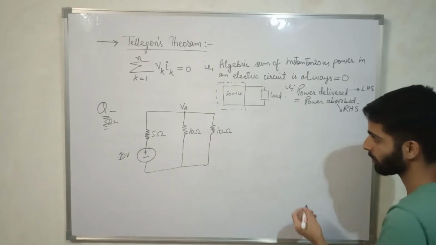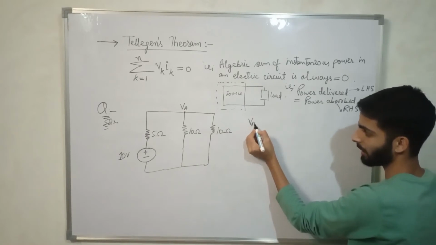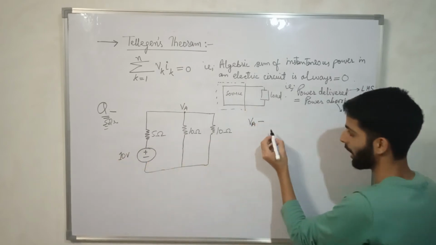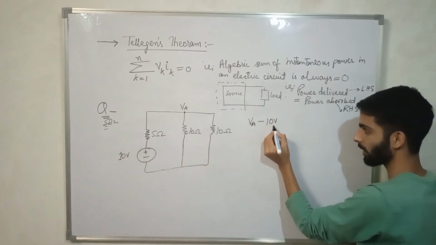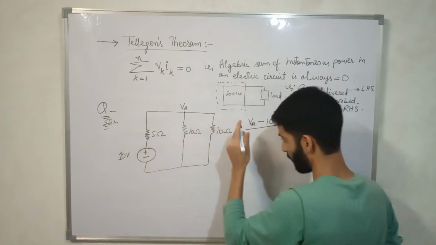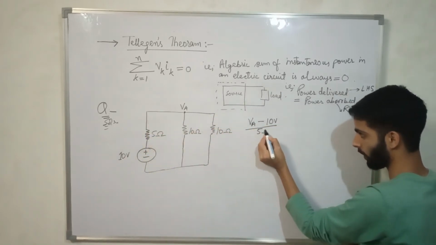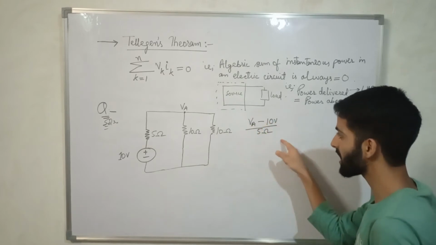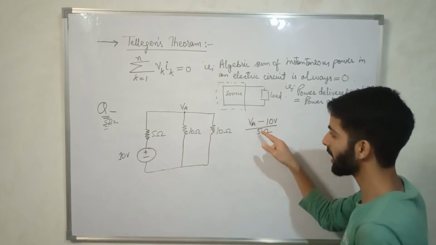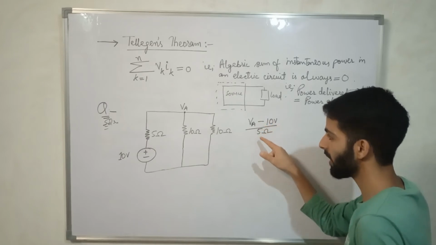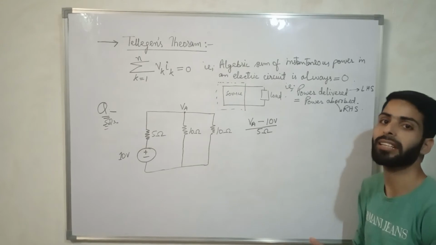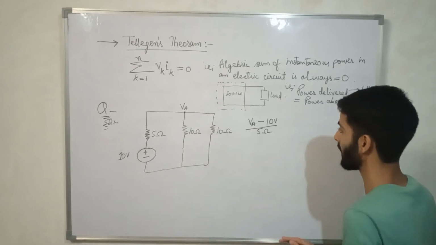we get VA minus 10 volt divided by the in-between resistance, 5 ohm. What does this form? Voltage divided by resistance is current. The summation of currents equals 0 in an electrical circuit. That is the nodal analysis.